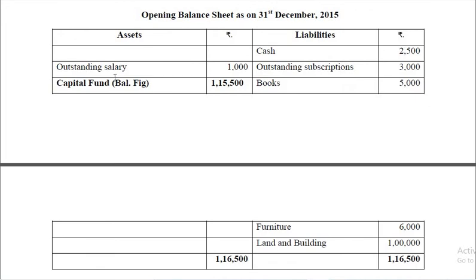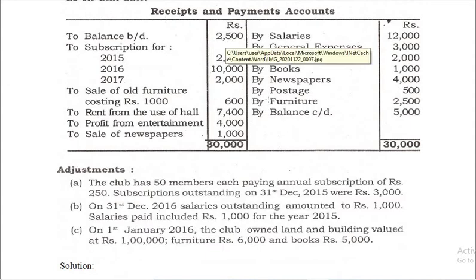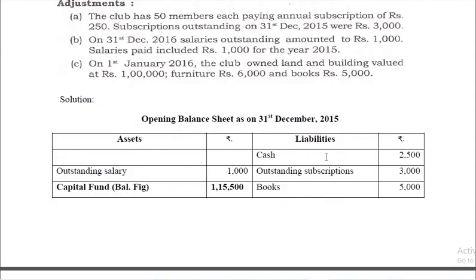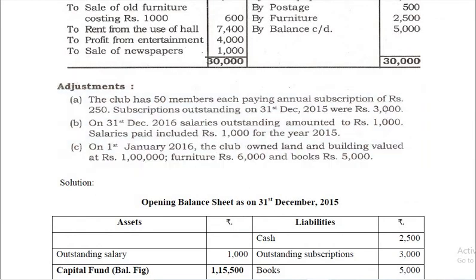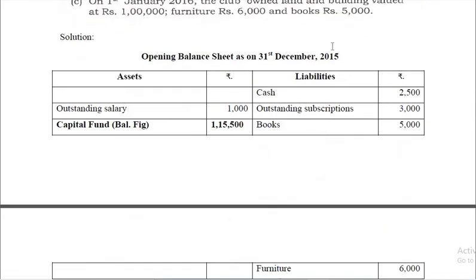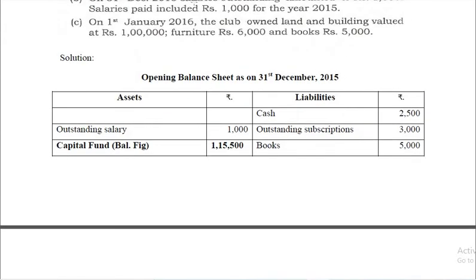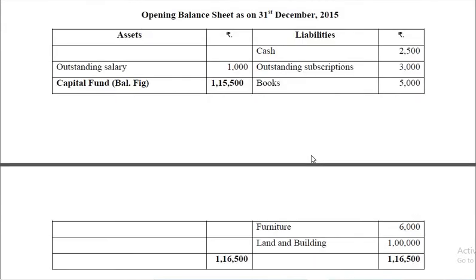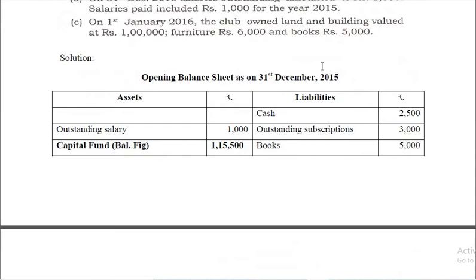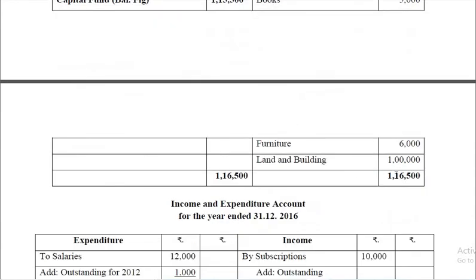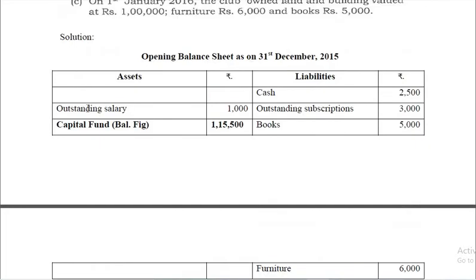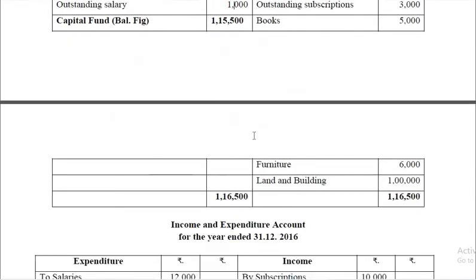Now come to the opening balance sheet. Capital fund is not given. You need to find it out. Therefore, you need to prepare the opening balance sheet. Cash at the beginning, already I told you. See here, you got 2,500. That should be taken. Outstanding subscription, look at the value here. So this should be taken. Then books, opening balance is given here, 5,000. Then furniture, 6,000. And followed by that, land and building, 1 lakh. So together 1 lakh 16,500. But there is a liability, outstanding salary to the tune of 1,000. So capital fund is 1 lakh 15,500.